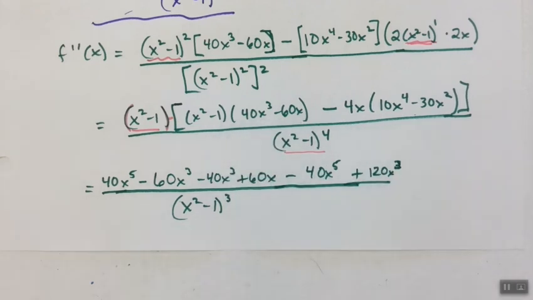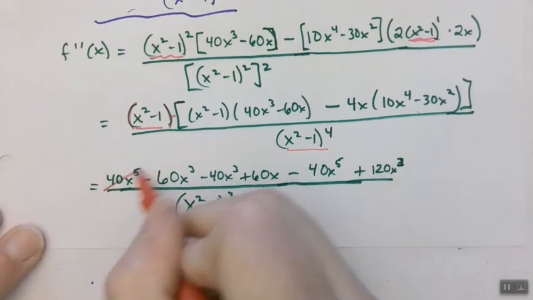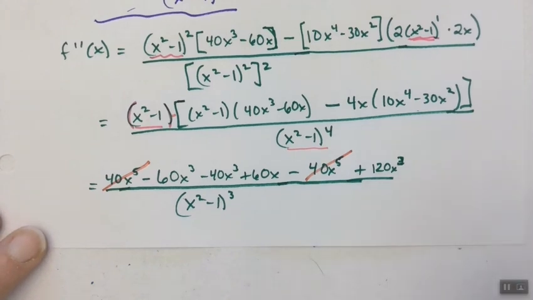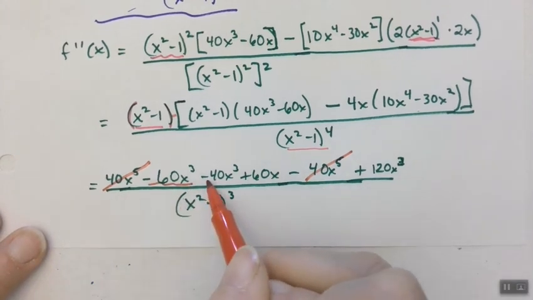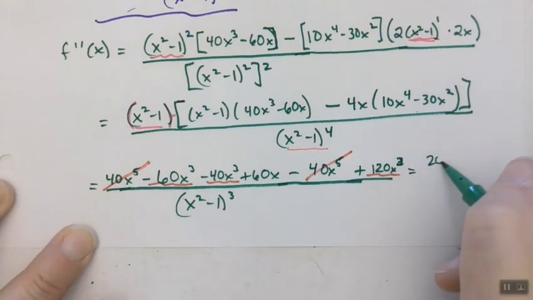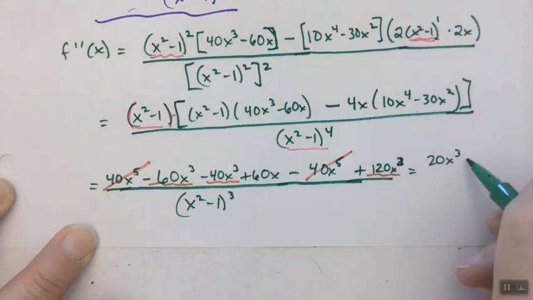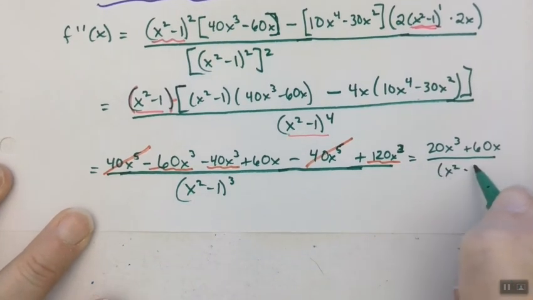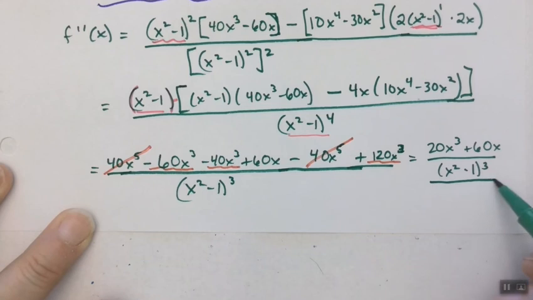And then I'm noticing there's some canceling going on here. So I can, or subtraction, right? So 40x to the fifth minus 40x to the fifth is gone. Let's see. Combining like terms, the negative 60, the negative 40, and the positive 120 are all like terms, and that would make 20, right? So it'll be 20x to the third. And then plus a 60x all over x squared minus 1 to the third. There's the second derivative, simplified.